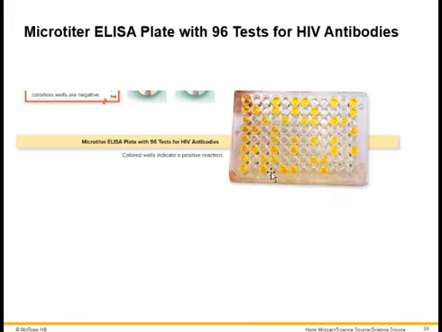And so this is what those 96-well plates look like. Usually one row is a positive control, and I don't see a negative control, but usually one row is a positive control, so you know that the test has been done correctly and that it is ready to be read.